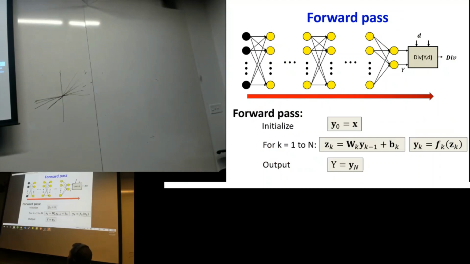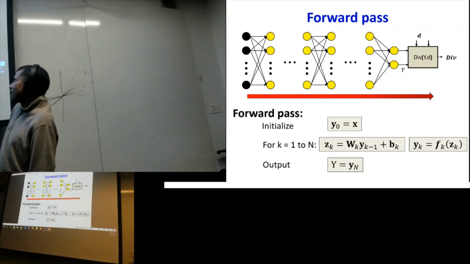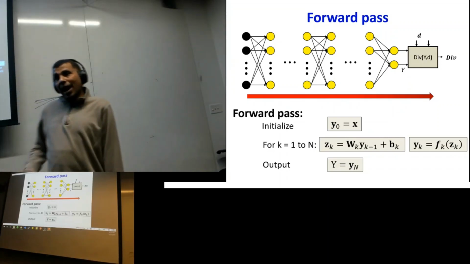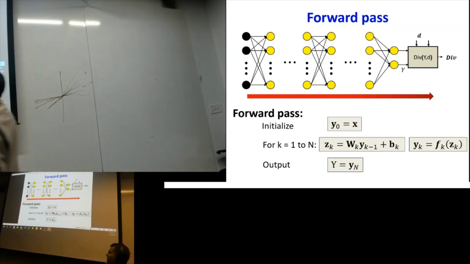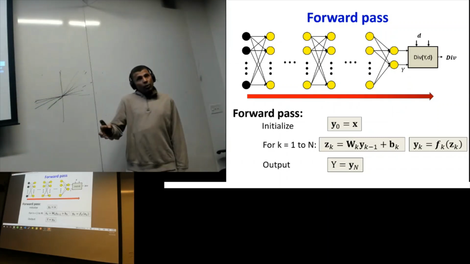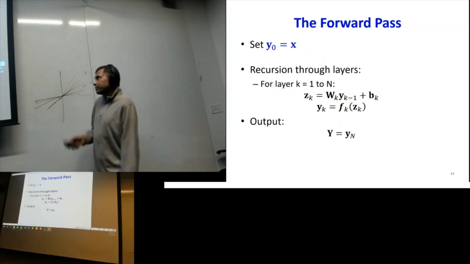In the forward pass, I can say y0, which is the set of values at the input layer, I can initialize to the inputs. And then for each layer, I compute the affine combination, zk, as Wk times yk minus 1 plus bk. And then finally compute the output of the layer, yk, as the activation applied to the affine combination. And the output of the final layer is simply the output of the network. So as you can see, when I write things in this manner, the entire forward computation is very, very simple.